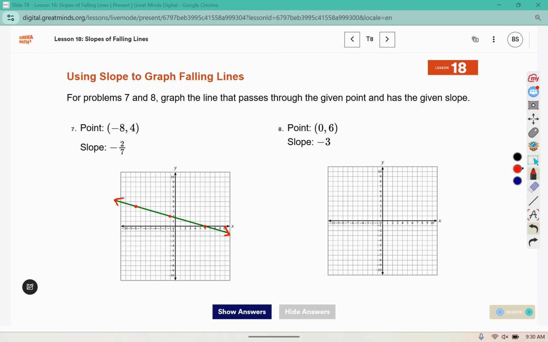For this next one, we're starting at the point 0, 6. This has a slope of -3. Keep in mind that there are invisible ones under those whole numbers. So this is down 3 over 1. Down 3 over 1. Down 3 over 1. And then continue by graphing the line through those points. And we can use arrows to indicate that it continues on forever in both of those directions.